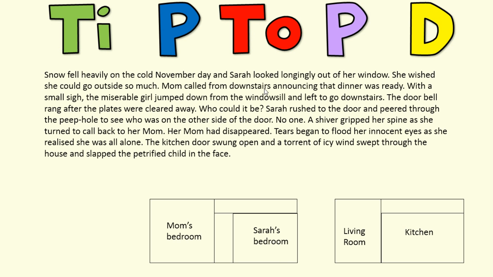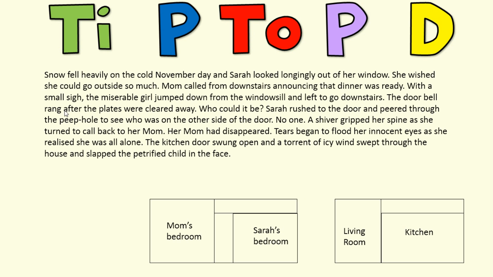Mom called from downstairs announcing that dinner was ready. Now, are we still in the bedroom? Yes, we are, because she's calling from downstairs. So we're not going to put a paragraph there. With a small sigh, the miserable girl jumped down from the windowsill and left to go downstairs. We're still in the bedroom. We're not putting it in.